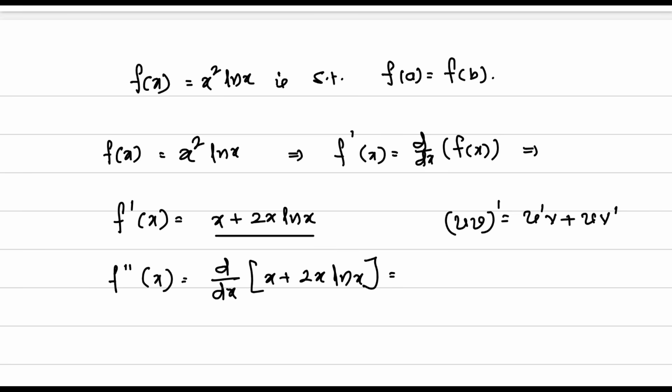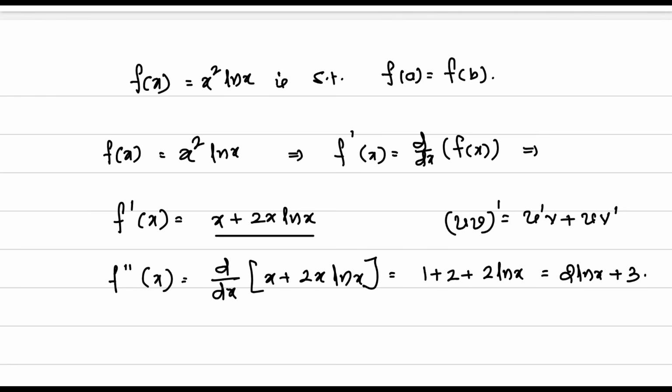d/dx of x is 1. d/dx of 2x log x is 2 plus 2 ln x. From the previous one we got it: 1 plus 2 plus 2 ln x, that is equal to 2 ln x plus 3. 2 ln x plus 3. This is the value of the second derivative.